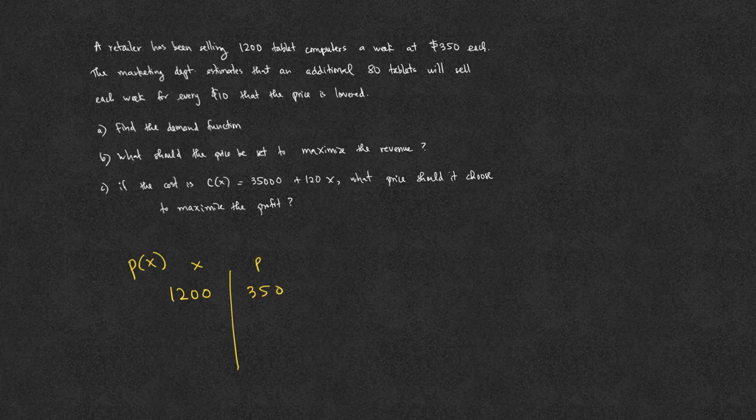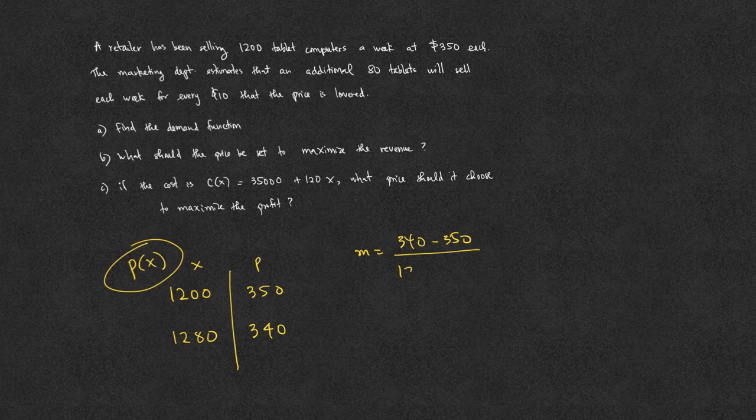If we lower the price by 10, 340 each, then we would increase the number of units by 80, 1280. Assuming that this is the linear function, to find the slope, we take the change in y, which is 340 minus 350 over the change in x, 1280 minus 1200, which is negative 10 over 80, or negative 1 over 8 as it should be.